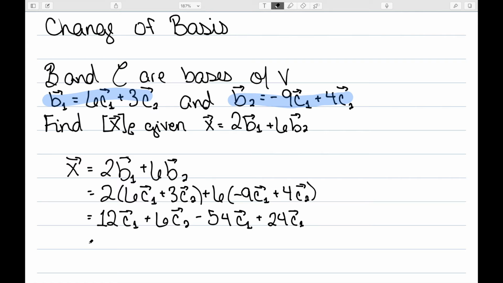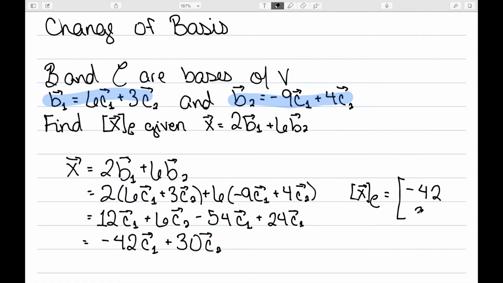And from here, we just need to rewrite. 12C1 minus 54C1 is negative 42C1. 6C2 plus 24C2 is 30C2. Therefore, my coordinate vector of x with respect to C is equal to negative 42, 30. So I was able to figure it out, particularly because I had these relationships between my basis vectors.